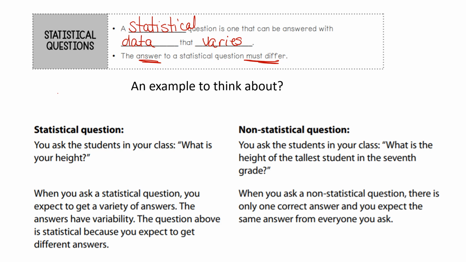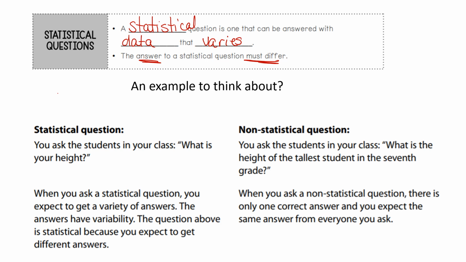You ask the students in your class, what is your height? Again, this is statistical. When you ask a statistical question, you expect to get a variety of answers. The answers have variability. The question above is statistical because you expect to get different answers.